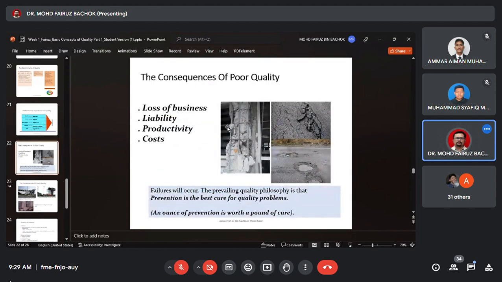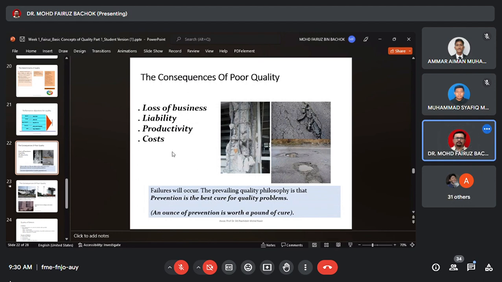All right, now the concept of poor quality. If you construct a building or infrastructure in poor quality, these are the consequences. First thing, loss of business. People won't believe your company anymore because of your bad reputation. Then also liability, because your bad reputation image becomes your liability.